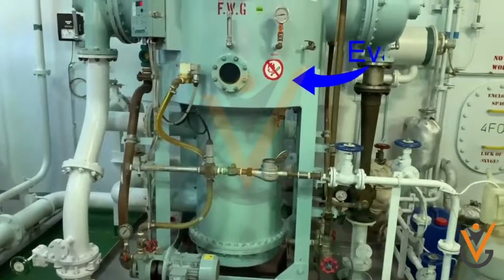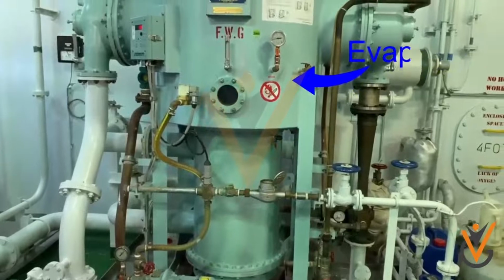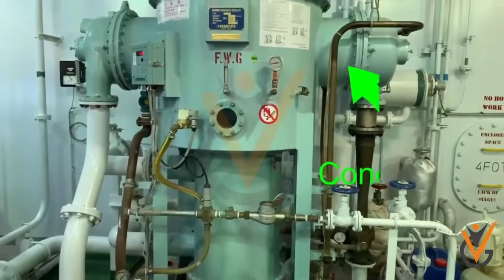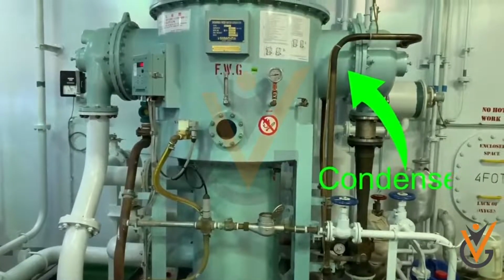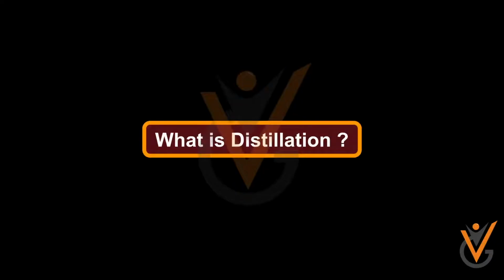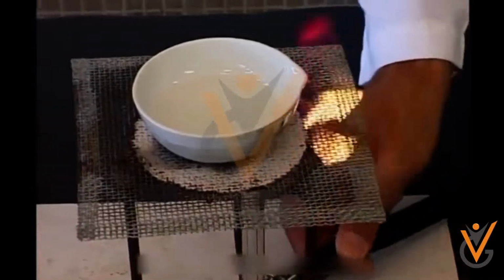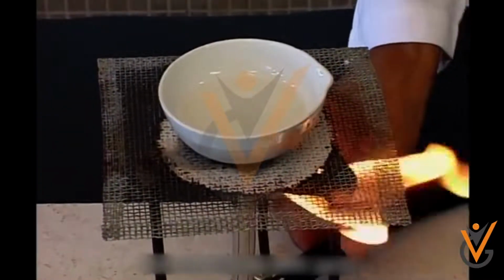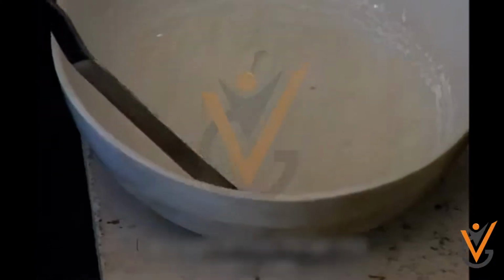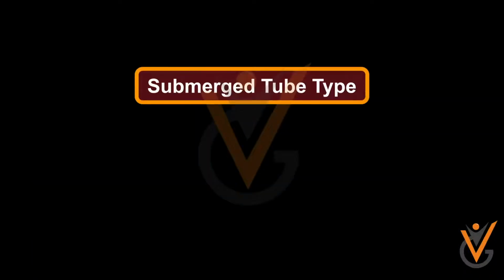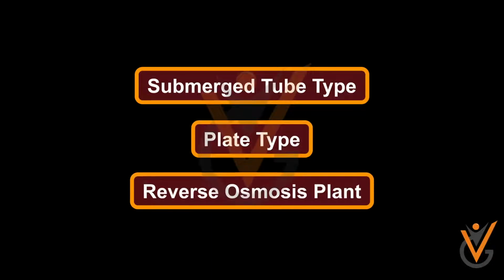Here is the working principle of the freshwater generator that works on the basis of the distillation principle, which is very common in cargo ships. What is distillation? Distillation is the method of production of pure water from seawater by evaporating and recondensing. Distilled water is made as a result of evaporating ocean water either by a boiling or a flash process. Various types of fresh water generator which are mainly used on ships are: submerged tube type, plate type, reverse osmosis plant.